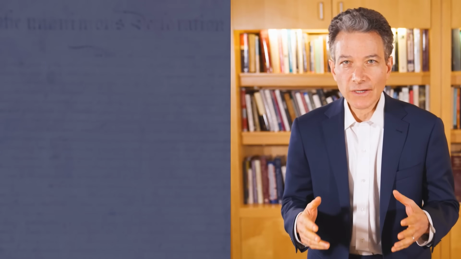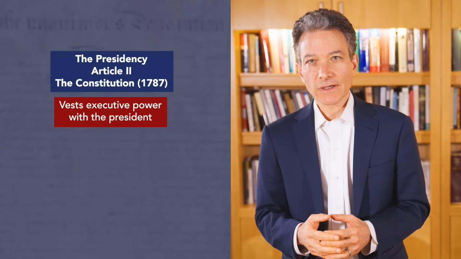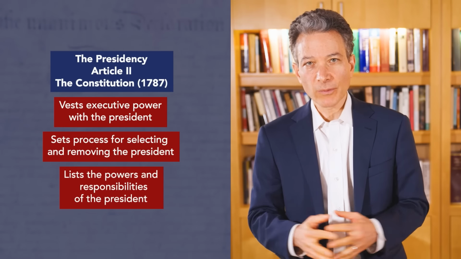So what does the Constitution say about the president? Let's begin with the text. We usually think of the presidency as the most powerful elected office in the world, but the Constitution grants fewer specific powers to the president in Article 2 than it does to the Congress in Article 1. Article 2 vests the executive power of the United States in a single president. It sets out the details for how we elect a president and how we could remove one from office.